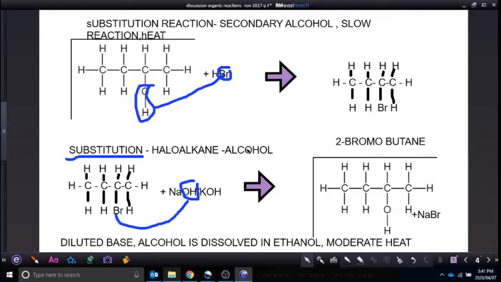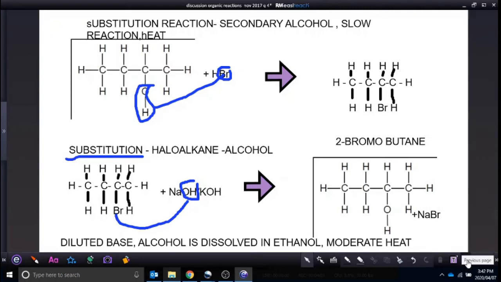If you look at number C now, number C is just the other way around, where we have this 2-bromobutane. It reacts with a diluted base and it is dissolved in ethanol with moderate heat to give 2-butanol, plus NaBr, which is our ionic compound. So the OH and the Br change places.